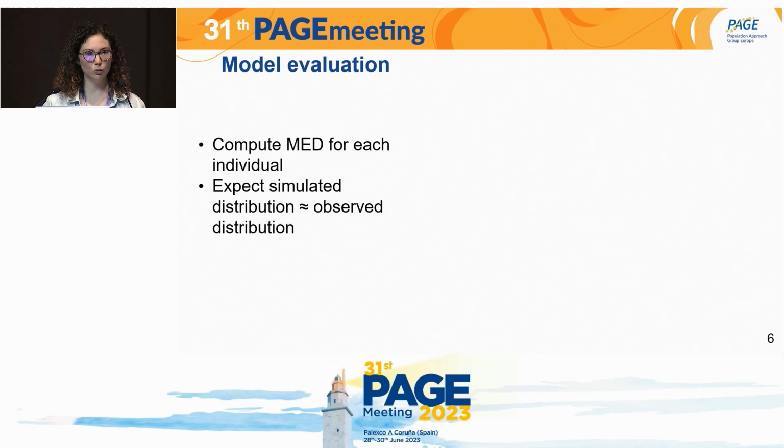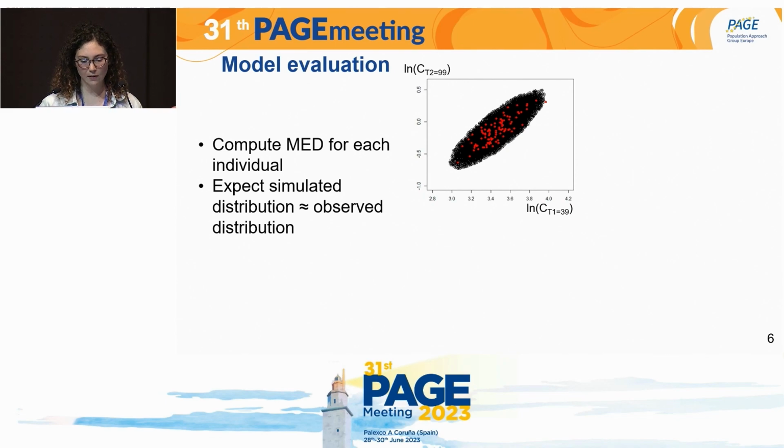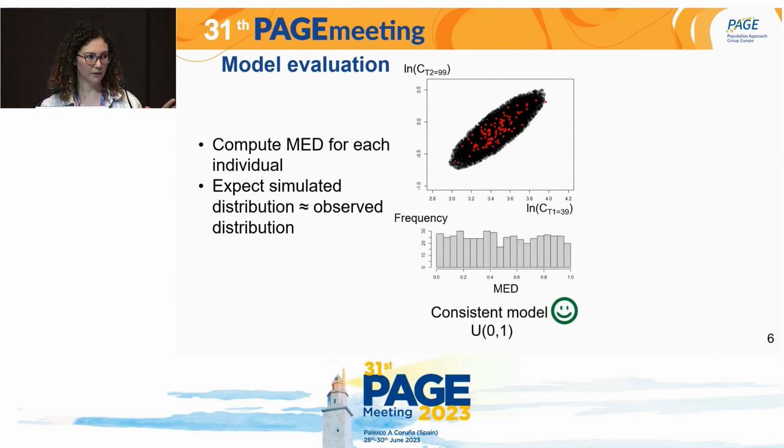Now, if you want to evaluate the model, you can use the method. You have to compute the MED for each individual. And if the model fits the data, we expect that the simulated concentration distribution is similar to the observed concentration distribution. So in this example, you can see that the observations represented in red here are inside of the cloud of points. So if we represent the MED distribution, you can see that the MED distribution follows a uniform distribution.